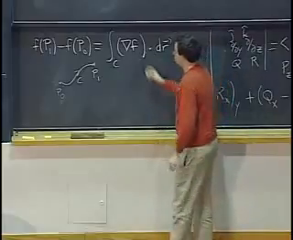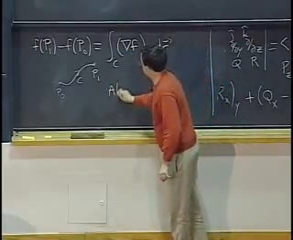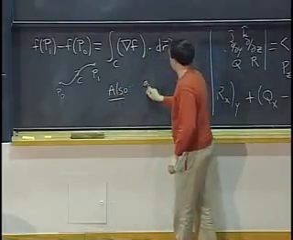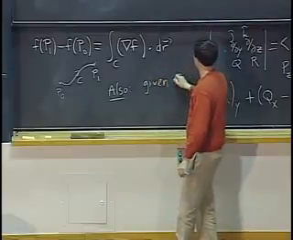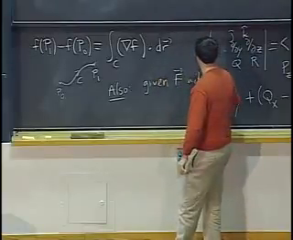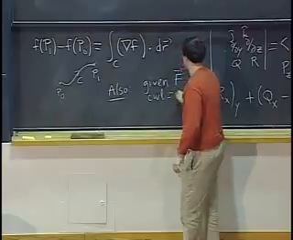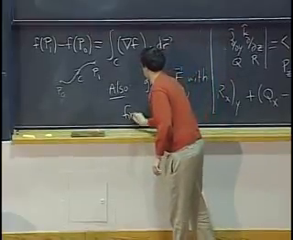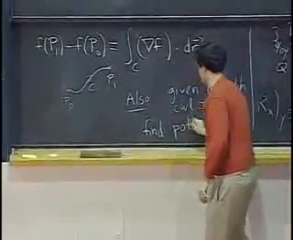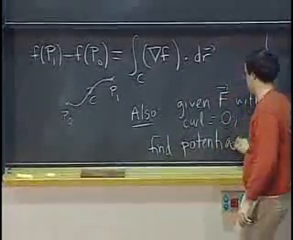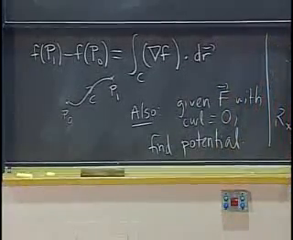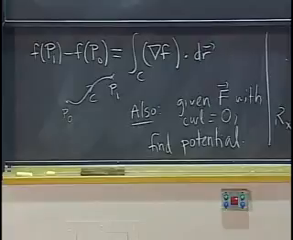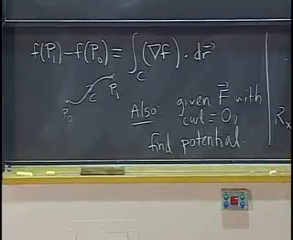Now with this one, we additionally have to remember another topic: given a vector field F with curl equal to 0, find the potential. We've seen two methods for that, and I'm sure you remember them. If not, try to remember them for Tuesday.